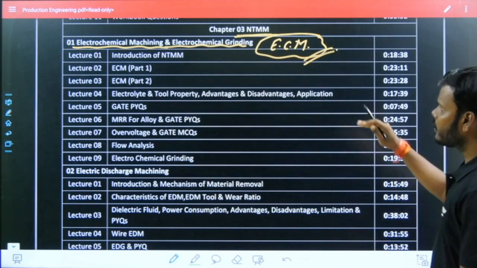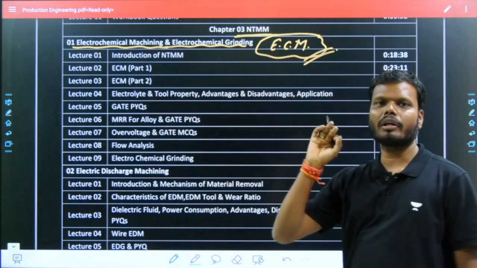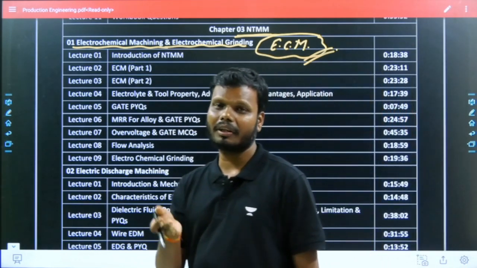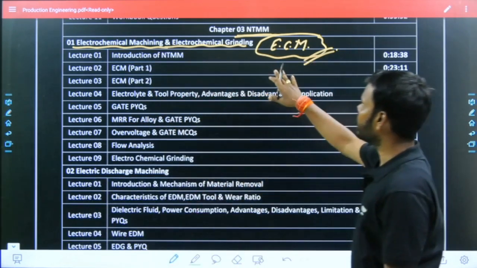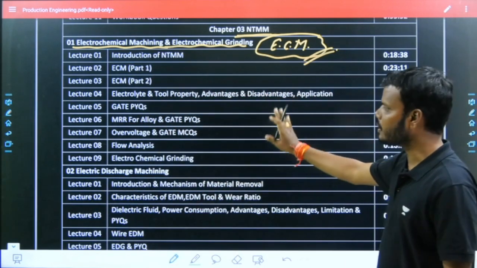So what is the important function? What are the important parameters? What are the basic fundamental concepts? All are covered in chapter number 3 in non-traditional machining concepts.